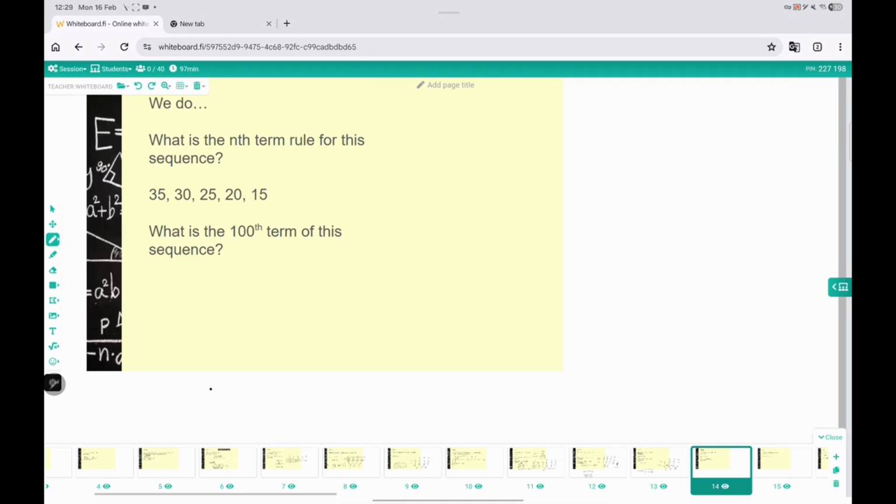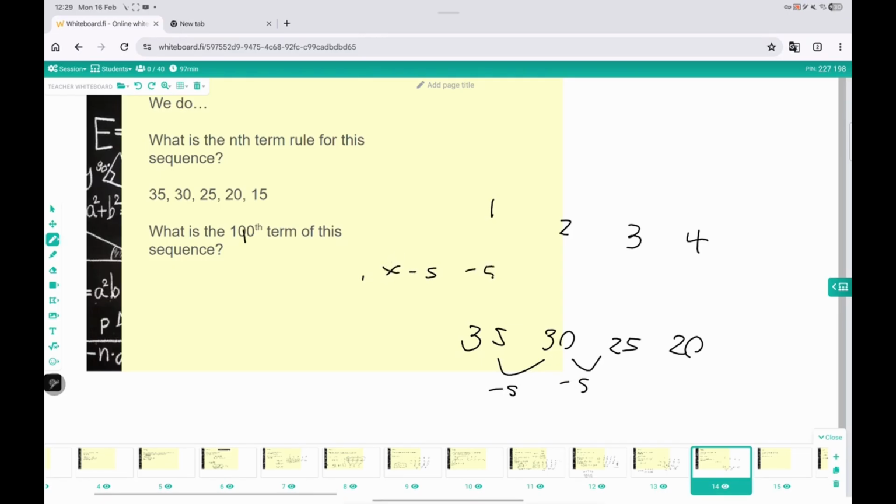Okay, so 35, 30, 25, 20, 1, 2, 3, 4. As you can see, we're going down in fives. So our rule is going to be times by -5. So -5, -10, -15, -20.